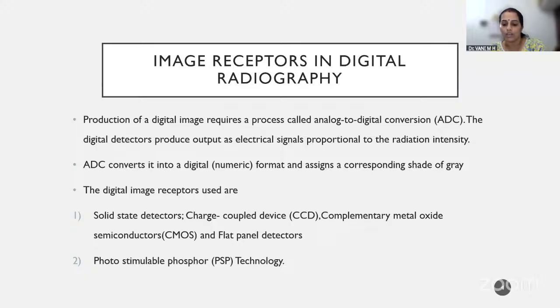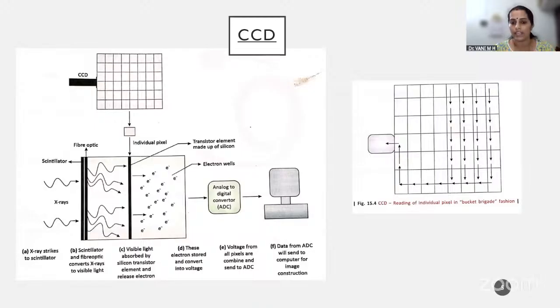After that, we should highlight each and every image receptor. For example, CCD. Pictorial representation is very important, so you can easily highlight and draw these pictures. You all know how CCD works, right? Basically, it consists of a silicon pixel element with a scintillating material. The scintillator and fiber optics convert the X-rays into visible light, which is taken up by the silicon transistor element, and then electrons are released.